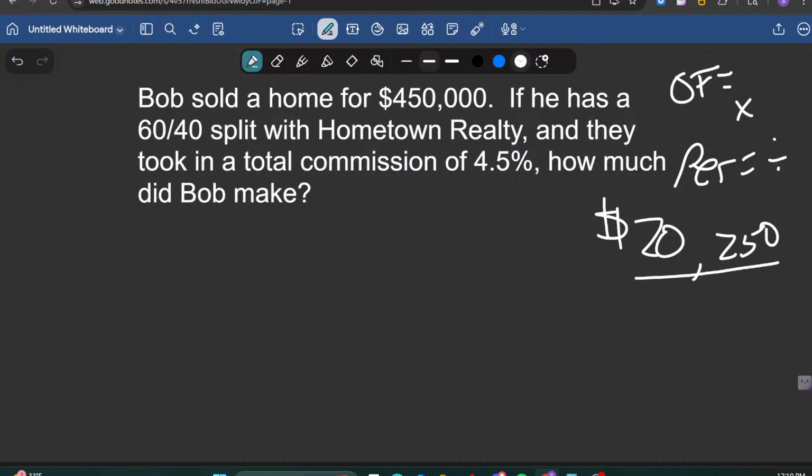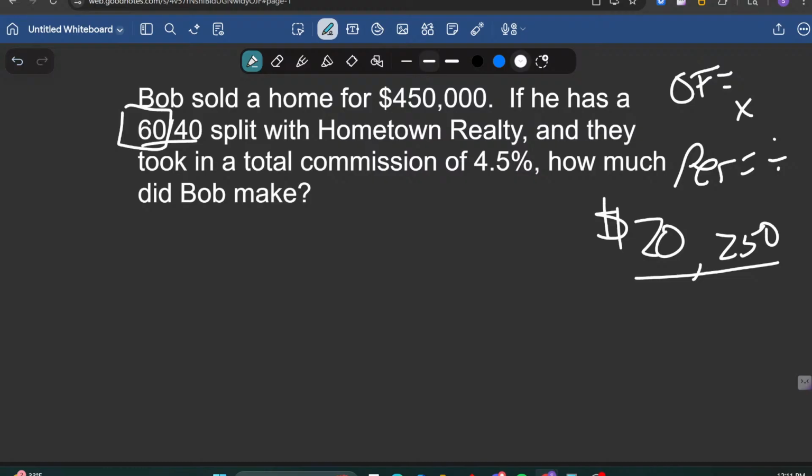So, 20,250 is what they took in. Now, Bob is on a 60-40 split. So let's talk about what that means. Typically, generally speaking, the first number is what Bob would make. Now, they might word it a little differently. It might be a little funky in your word question, but when we say a 50-50 split, a 70-30 split, the first number is what the agent or the salesperson is going to make.